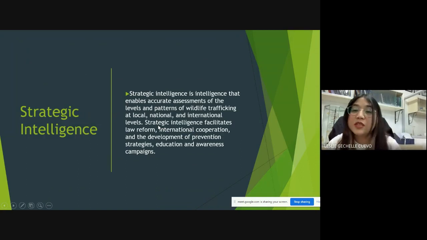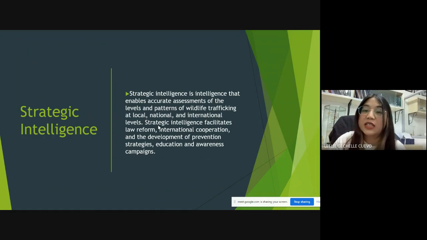Strategic intelligence. So it is intelligence that enables accurate assessments of the levels and patterns of wildlife trafficking at local, national, and international levels. Strategic intelligence facilitates law reform, international cooperation, and the development of prevention strategies, education and awareness campaigns. You use the intelligence strategically. Ginagamit mo na siya sa tamang, kumbaga kung ano talaga yung gampanin niya, kung para saan talaga siya.